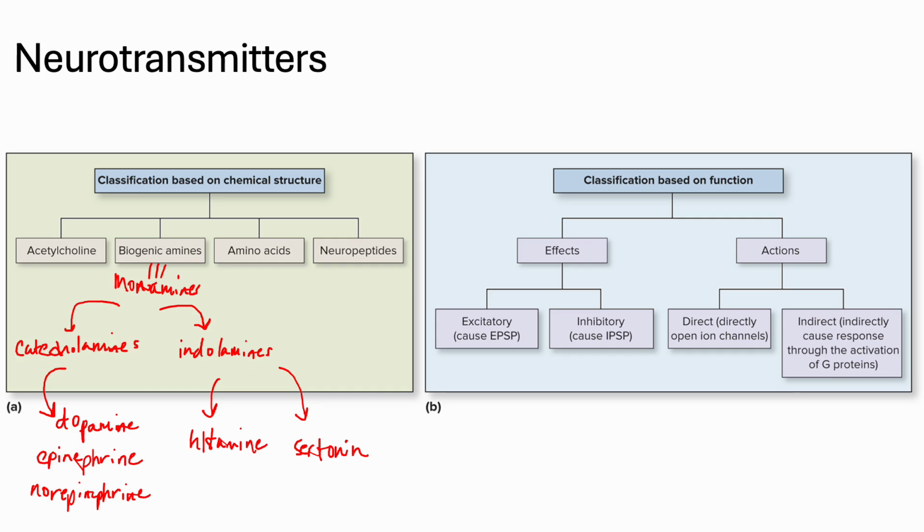So in other words, the effect of that medication would be to allow those specific neurotransmitters to hang around in the synaptic cleft for a period of time. Now, the other chemical structure, amino acids, some of them can serve as neurotransmitters, and then neuropeptides, so small peptide molecules. Now let's look over here at the classification of their functions.